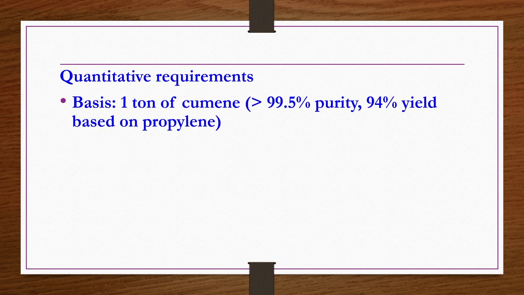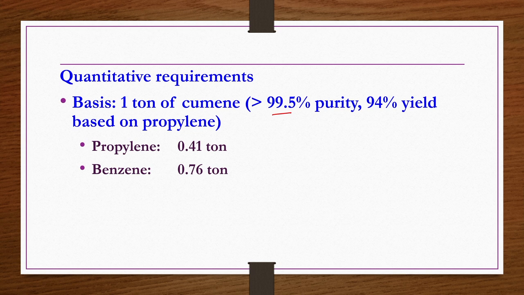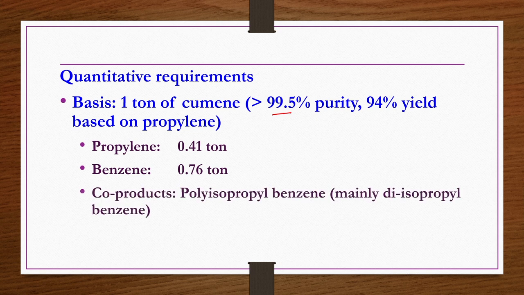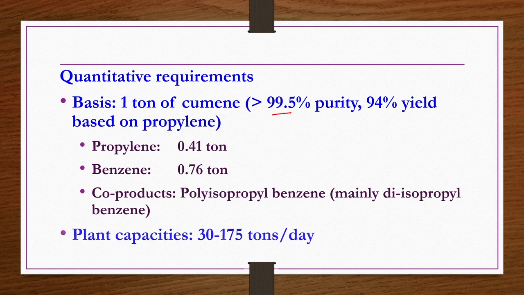Quantitative requirements, basis 1 ton of cumene. If you want to produce more than 99.5% purity with 94% yield based on propylene, the propylene requirement is 0.41 tons and the benzene requirement is 0.76 tons. Polycumenes, mainly dicumene or diisopropyl benzene, are produced as co-products. Plant capacities usually vary between 30 to 175 tons per day.